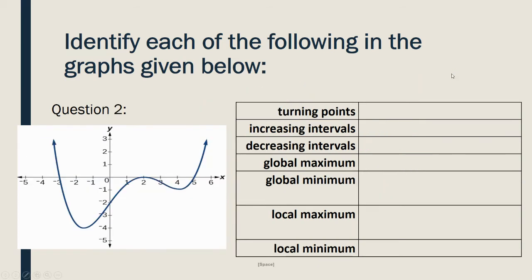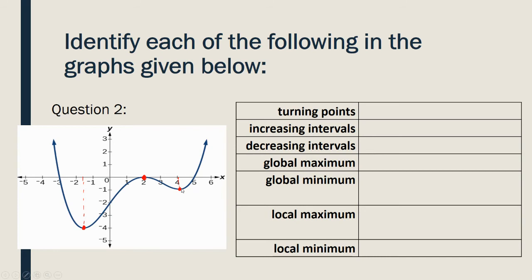Okay. Let's look at graph number 2. It says identify each of the following in the graphs below. So first, I'm going to identify all my turning points. Here I'm going to mark them in red. So this is a turning point. I'm going to go ahead and draw a little dotted line down to that turning point. Here's a turning point, and here's a turning point. This is right about here.